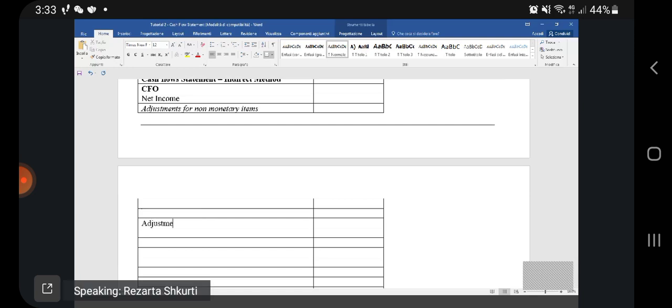working capital items. And actually, working capital items are 3 of them: trade receivables, inventory, and payables. Probably after you have done that, you can calculate the cash flows from operations.